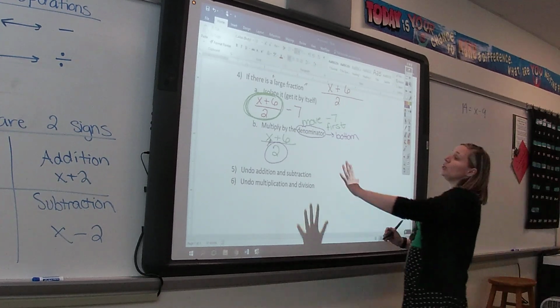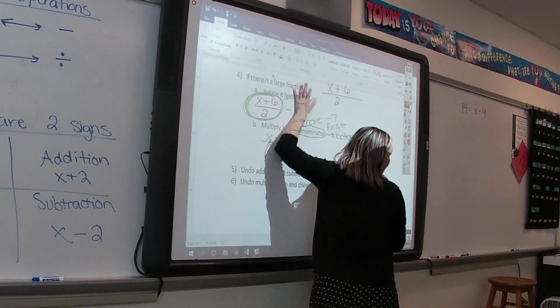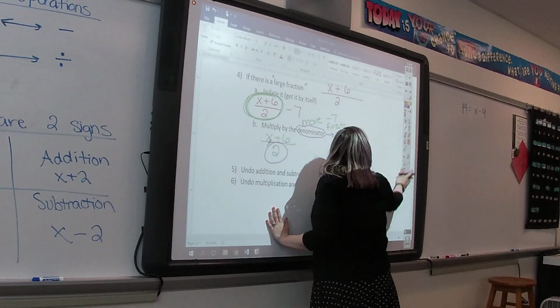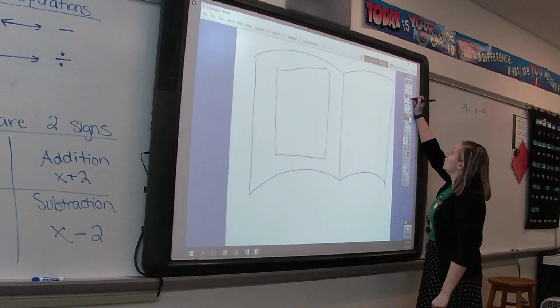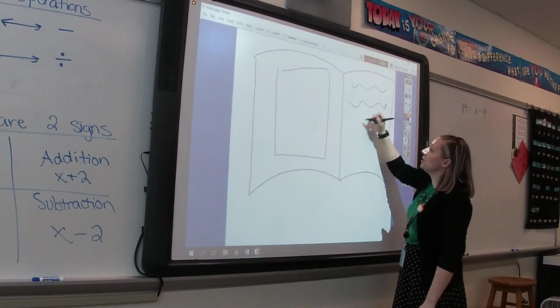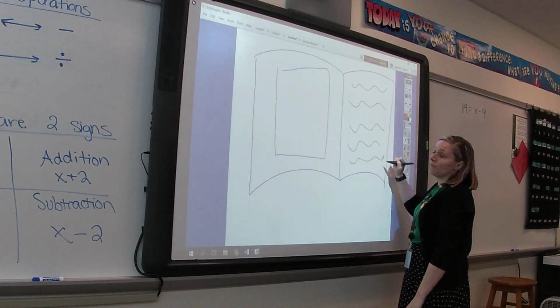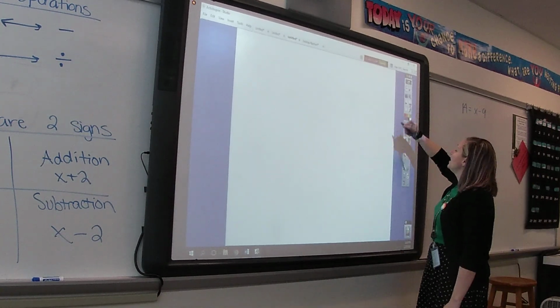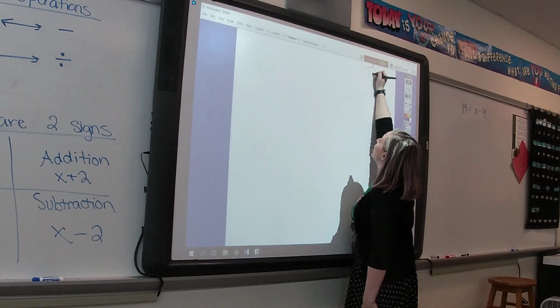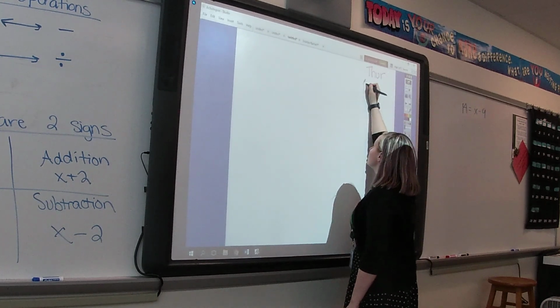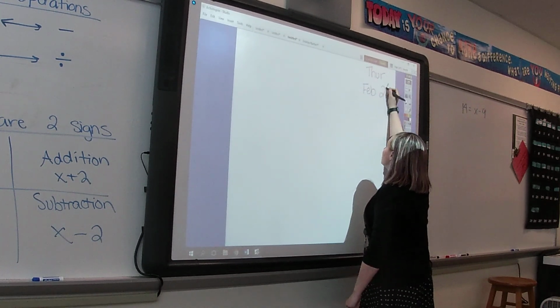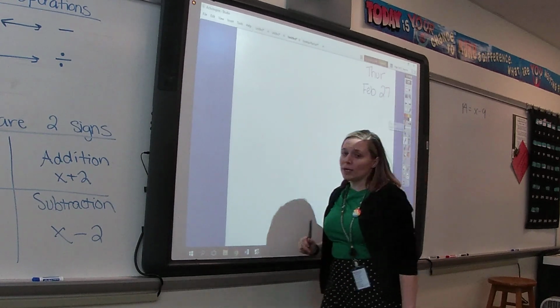So what I want you to do is, this is now the stuff that's on the left-hand side of your notebook. So now go to the right-hand side of your notebook. Now we're going to write in a couple things over here. Does that make sense? We're going to date this page. Today is Thursday, February 27th.